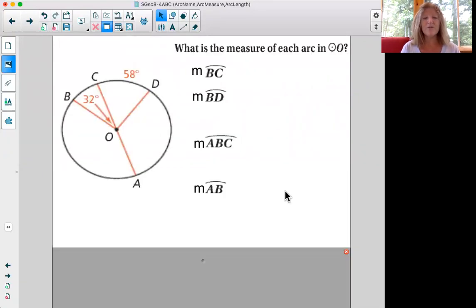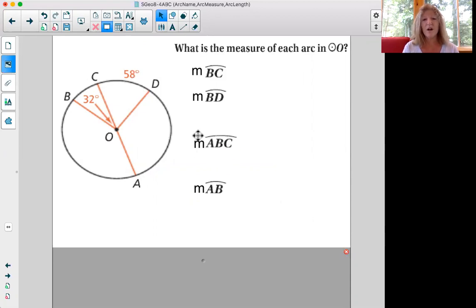So how would you use this in a problem? Well, what is the measurement of arc BC? The arc is congruent to the measurement of the central angle, so that would also be 32. This arc CD is 58, so this angle here would be 58 as well.